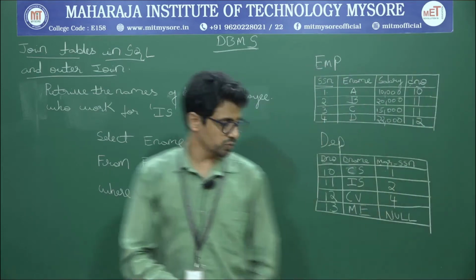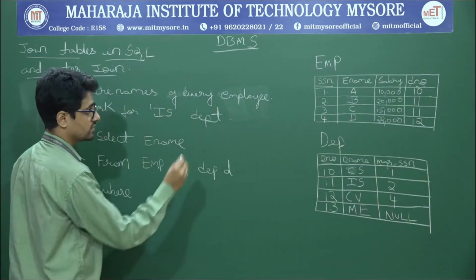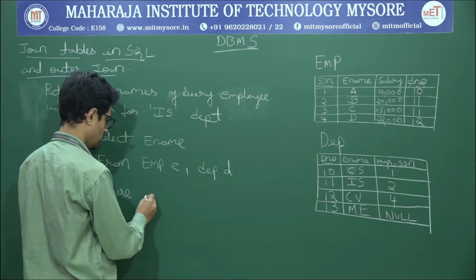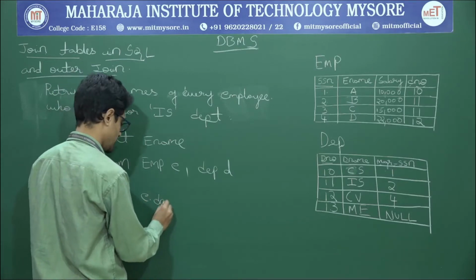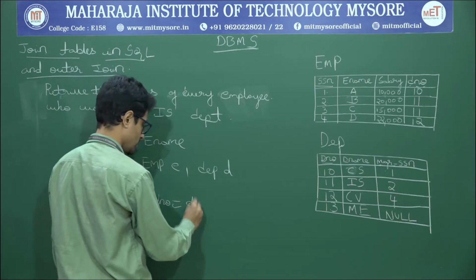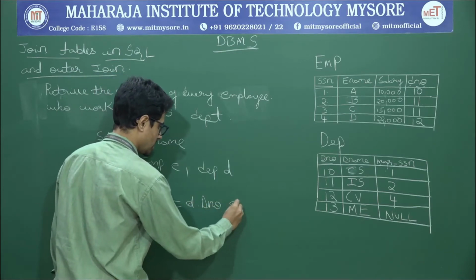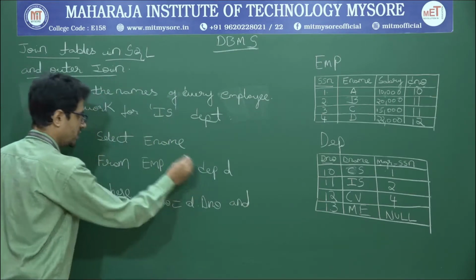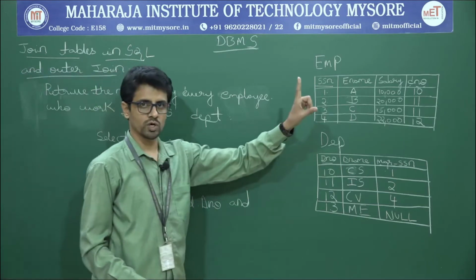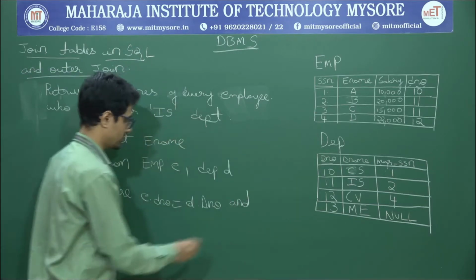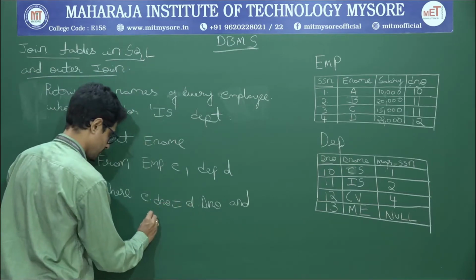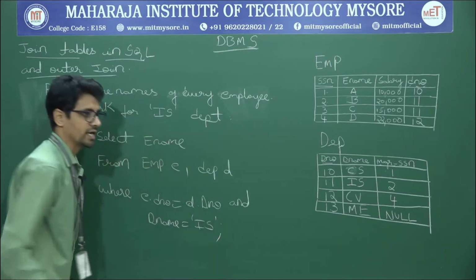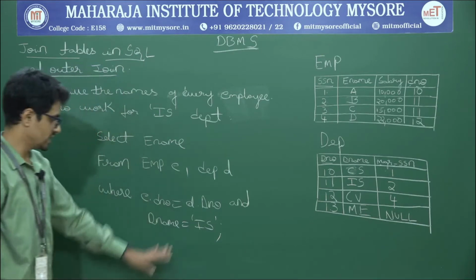Now I need to join these two with respect to the department number. Anyhow, we have two different representations. Aliasing was not required, but let me do it anyway: E dot department number equals D dot department number. After joining, the two tables become one big table. Let me write the attributes next, and WHERE D name equals IS. So the condition has been given here.